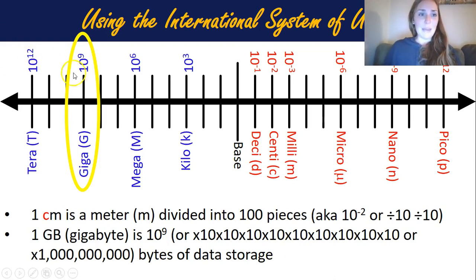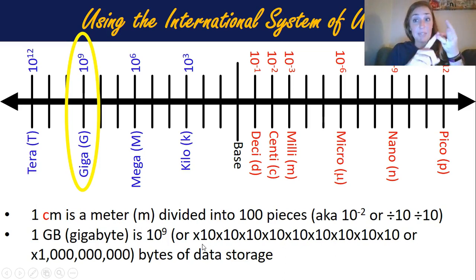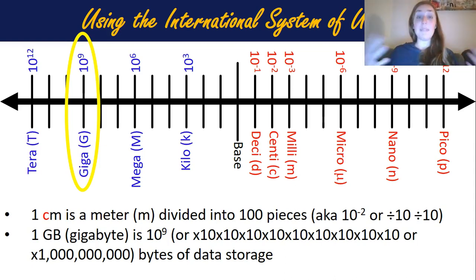So what is a gigabyte? Well, it's 10 to the 9th bytes. What's 10 to the 9th? It's a positive exponent, so you're multiplying. So if you have 1 GB, it's 1 times 10 times 10 times 10 times 10 times 10 times 10 times 10 times 10 times 10, otherwise known as 1 times 1 billion bytes of data storage. So that is a practical use outside of chemistry for the metric system.